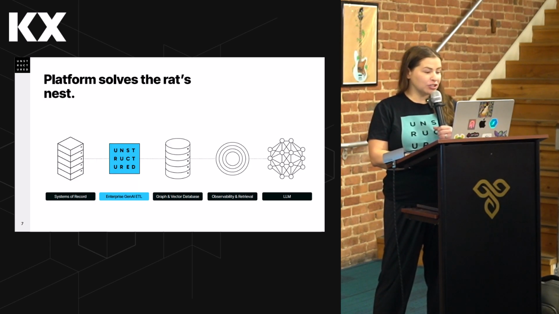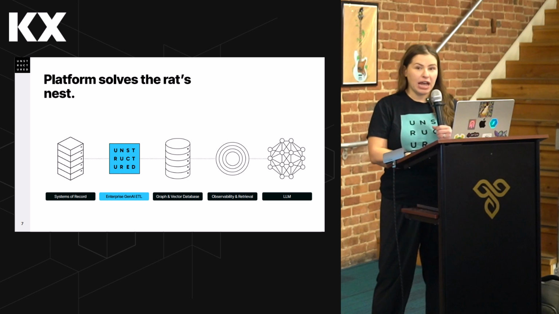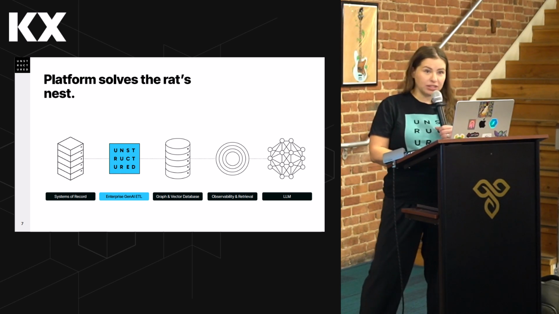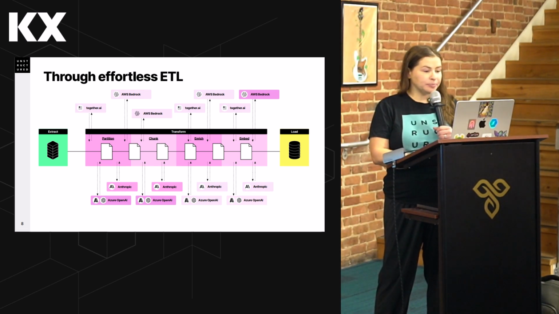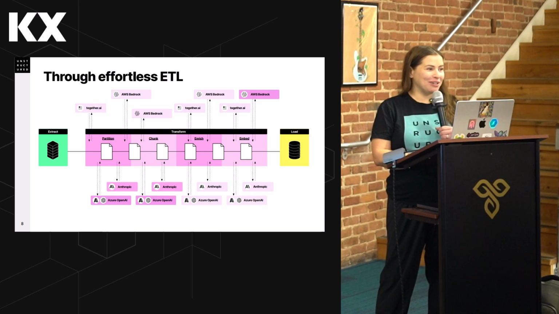And so Unstructured kind of lives between your systems of record and then a graph and vector database like KDB that can then feed into the observability and retrieval and interact with the LLM that may be powering your use case. And so we have this conveyor belt of ETL where we extract the information. We have a partitioning step involving third-party APIs, chunking, enrichment, embedding, and then we load that to your vector database. I see some folks are taking a picture, so I'll go back to that one.